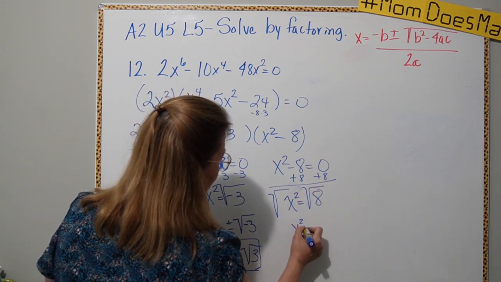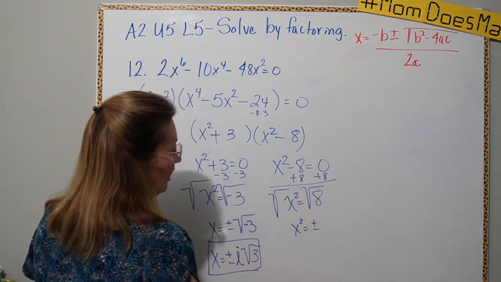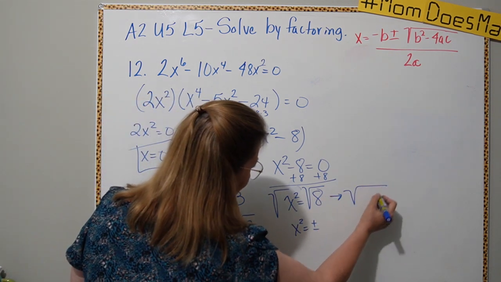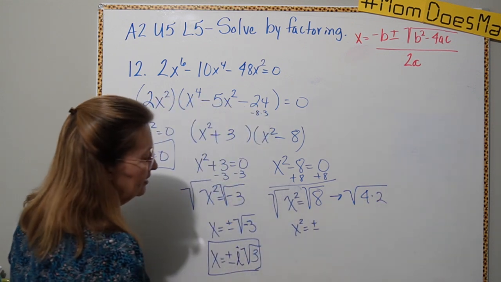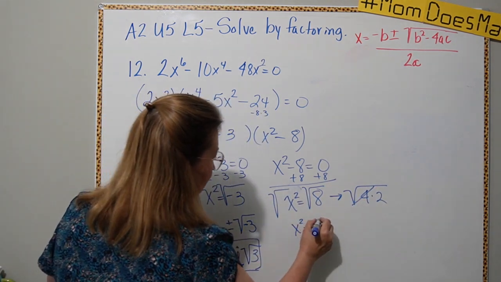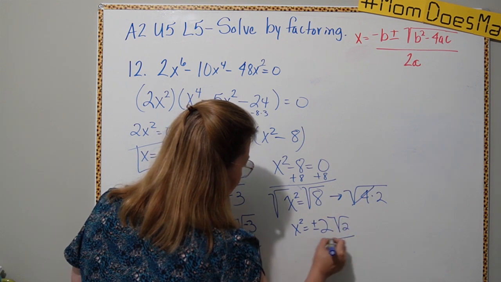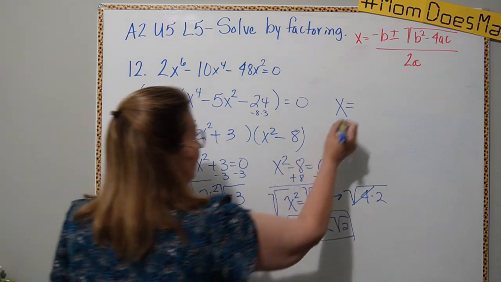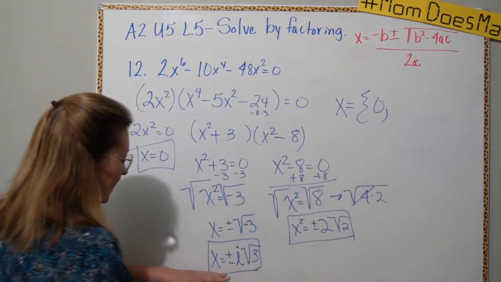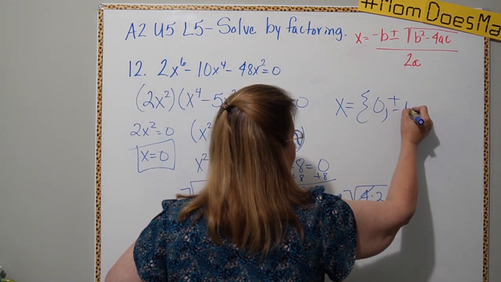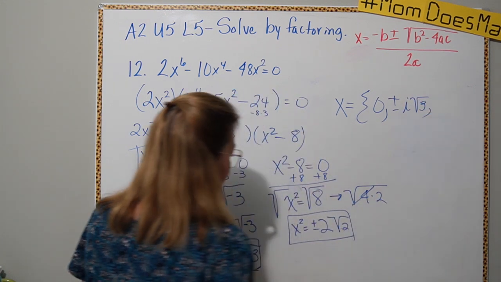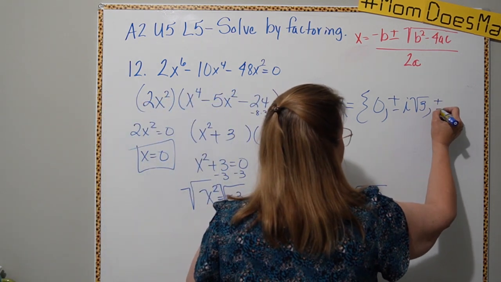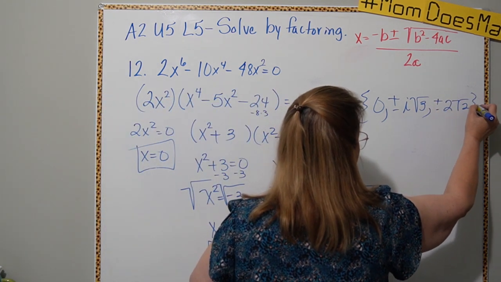So you get x squared is equal to plus or minus. All right, let's go ahead and simplify this. What's a perfect square that will go into 8? I'll write it over here. 4 times 2, right? So when you pull the square root of 4 out, that becomes a 2, and you have the 2 left under here. So our final answer on this one is going to be that x is equal to 0, and x is equal to plus or minus i times the square root of 3, and x, that's not x squared, that's just x. x is equal to plus or minus 2 square root of 2.